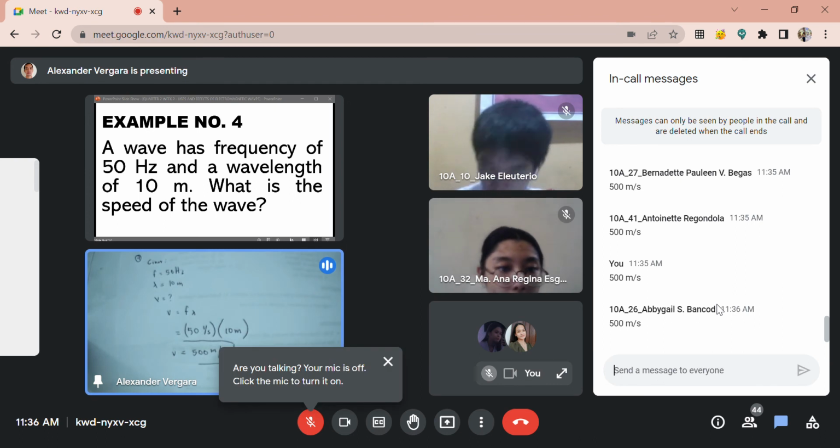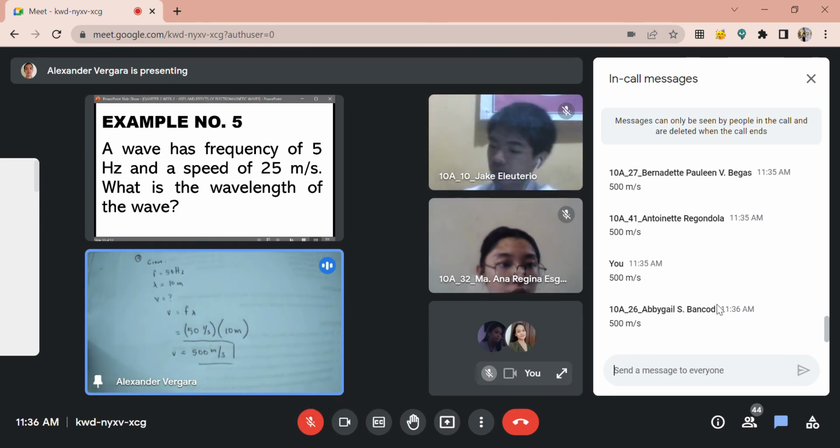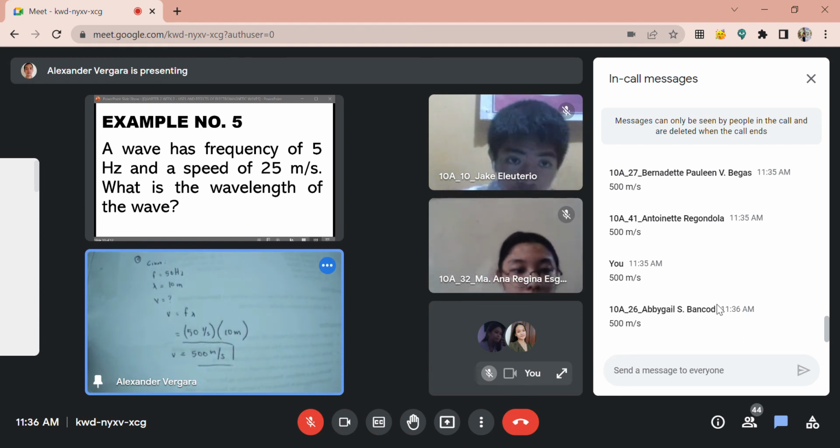Okay, let's try another problem. Okay, what about this one? Try to answer. A wave has a frequency of 5 hertz and a speed of 25 meters per second. What is the wavelength of the wave? Okay, compute. You're asking about the wavelength.